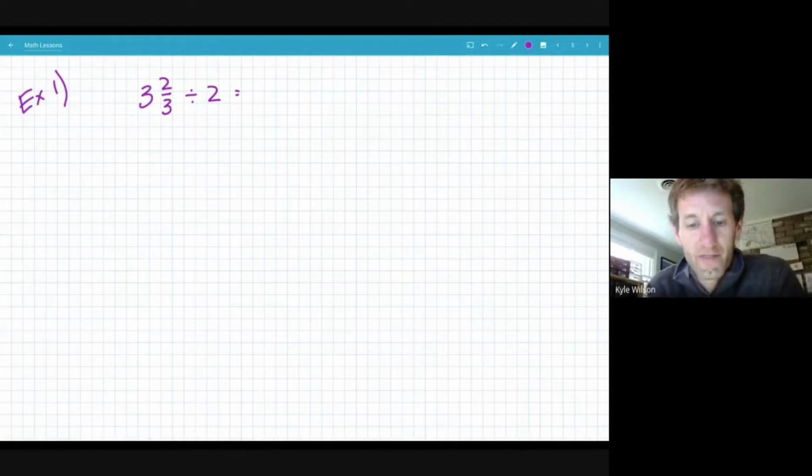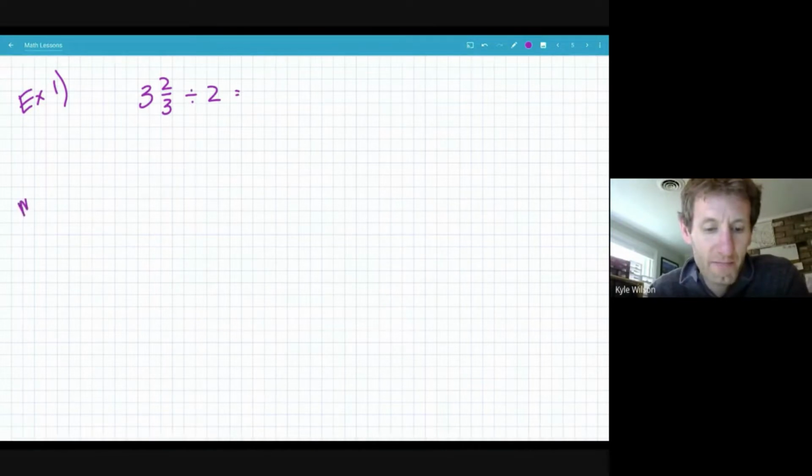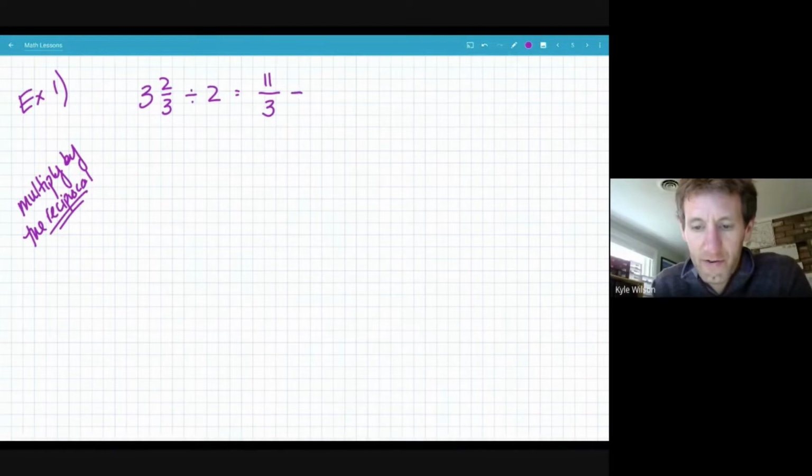First example is I have 3 2/3 divided by 2. So converting is what I want to keep in my head, and I also want to keep that whole multiply by the reciprocal in my head as well. I'm going to first convert 3 2/3, and rewrite that over on the other side of the equal sign. 3 times 3 is 9, 9 plus 2 is 11. So it's actually 11/3 divided by 2. And we know that 2 is just like saying 2 over 1.